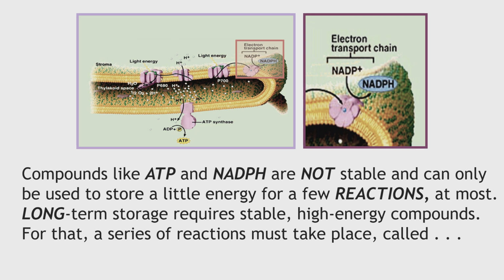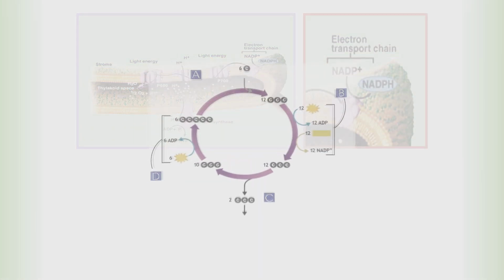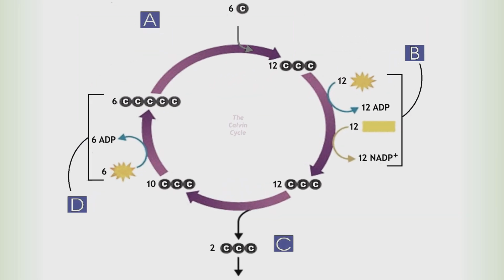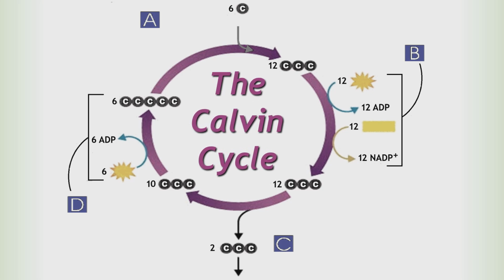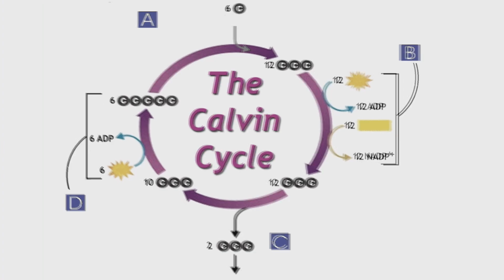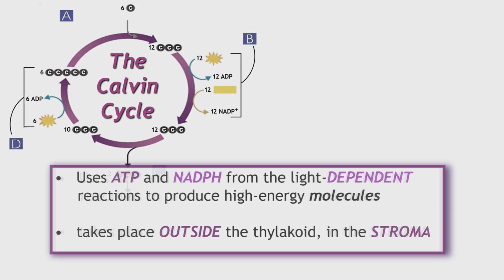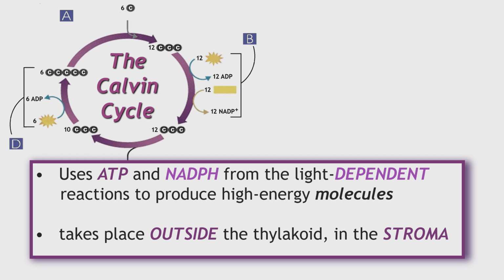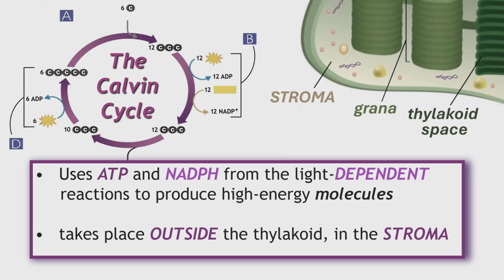Long-term storage requires stable high-energy compounds. For that, a series of reactions must take place, called the Calvin cycle. The Calvin cycle is used to take the tiny amounts of energy in things like ATP and NADPH, and it's going to be used to assemble sugars. It uses ATP and NADPH from the light-dependent reactions to produce high-energy molecules. This will take place outside the thylakoid in the stroma, the fluid-filled interior of the chloroplast.